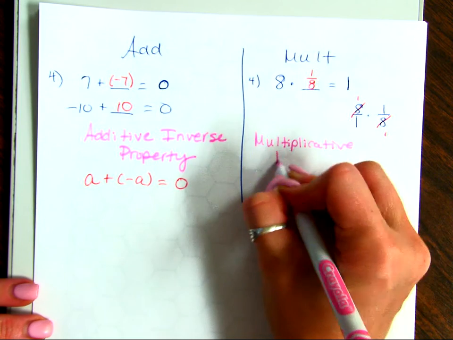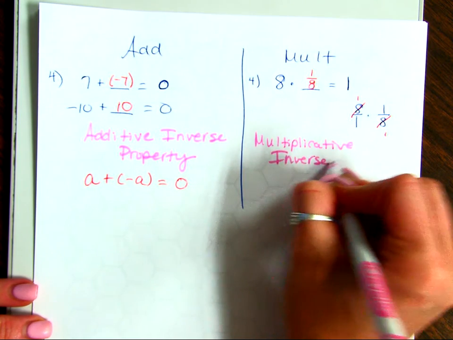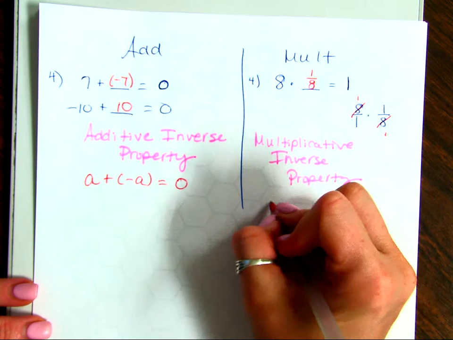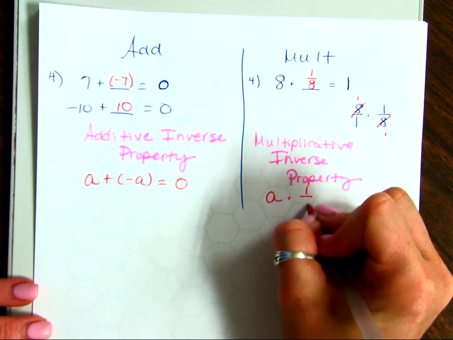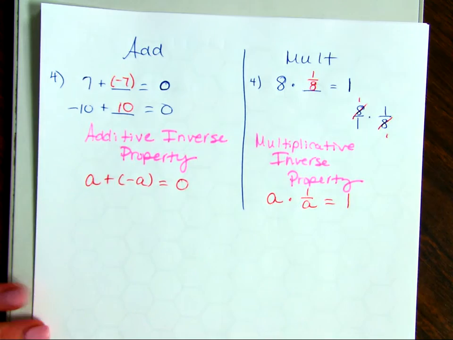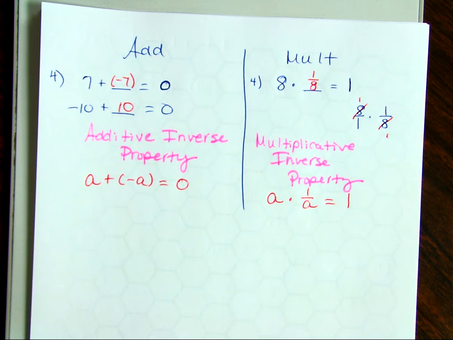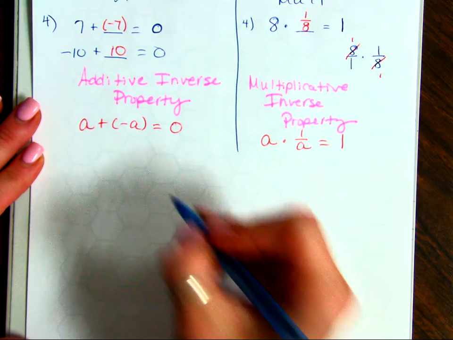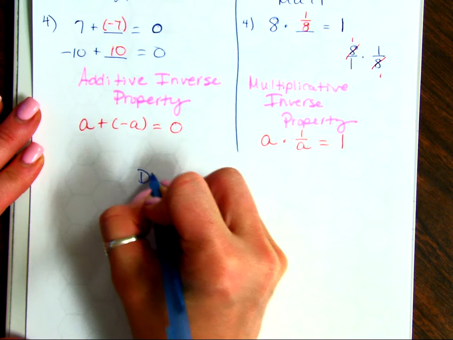Multiplicative inverse property, okay? And that says take any number, multiply it by its reciprocal, and you will get 1 every single time without fail. Okay? And there is one more property, and it's not necessarily specific to addition or multiplication. It actually involves both. You used this property a lot last year. It's called the distributive property.